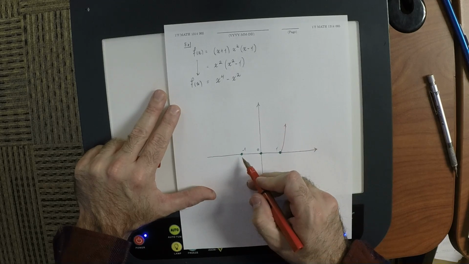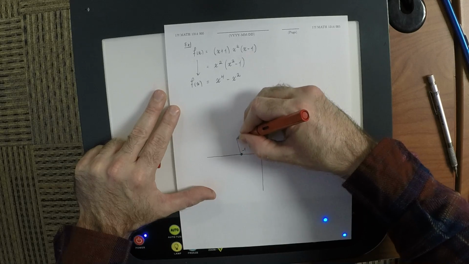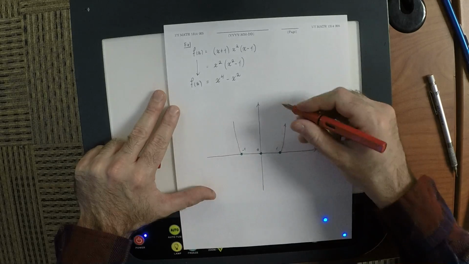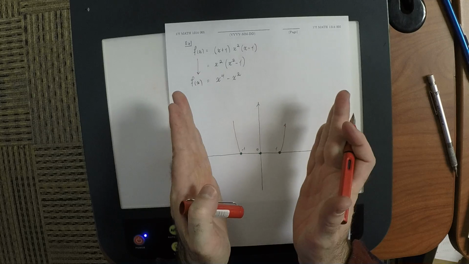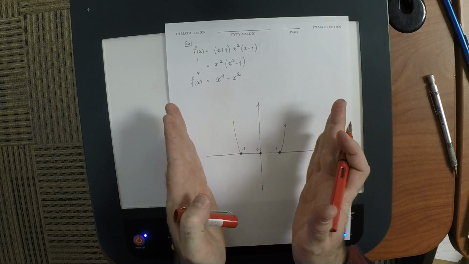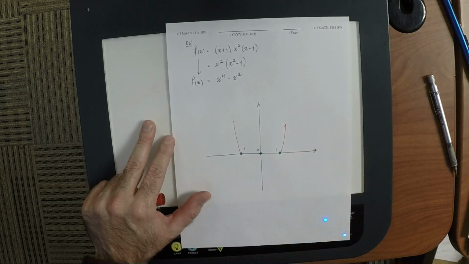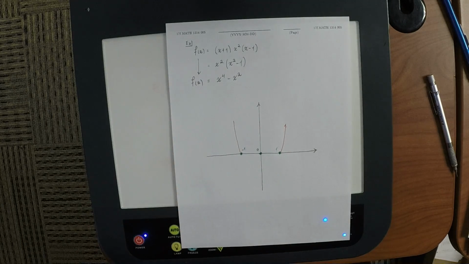And then from this point going to the left, what has to happen? Got to go up. It's got to look like this because it's an even degree polynomial. So now what we have to do is we have to wiggle through these points. Got to wiggle through them.